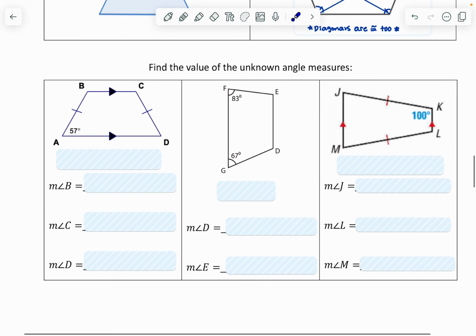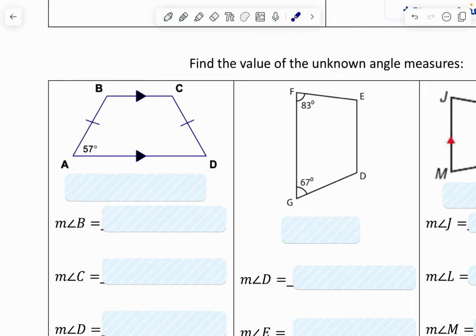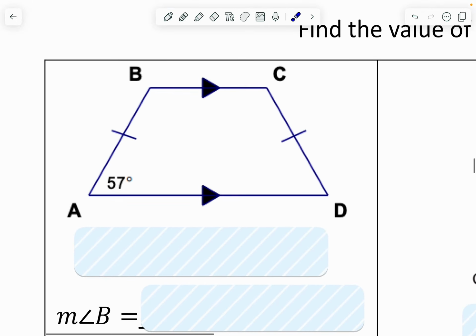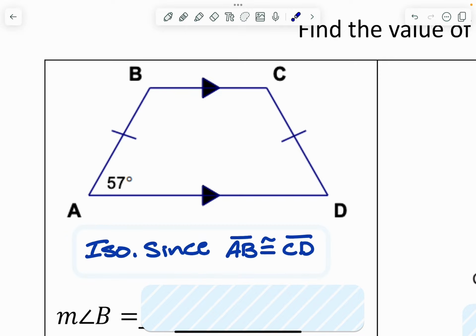Moving on to these examples that we have. First example, I want you to think right now, is this just a trapezoid or is this an isosceles trapezoid? Good. It's an isosceles trapezoid because the non-parallel sides, AB and CD, are congruent. Our legs are congruent.